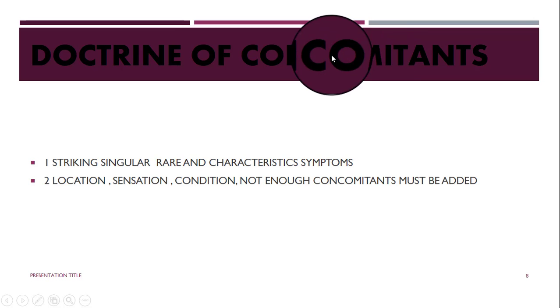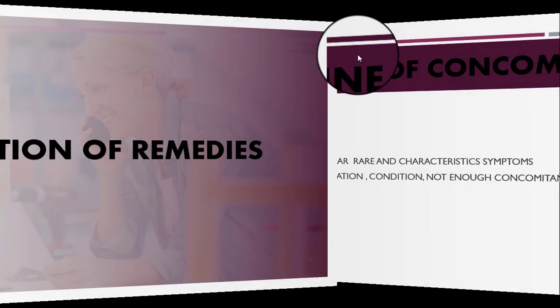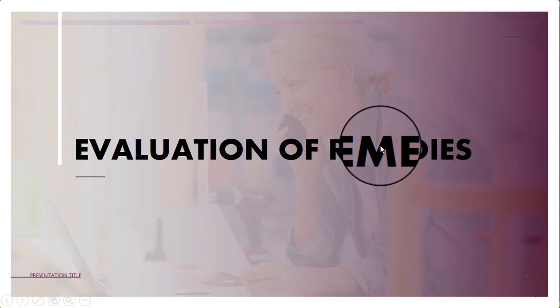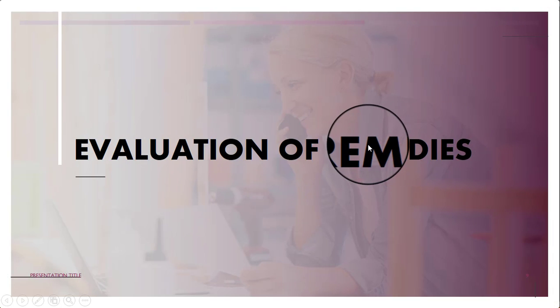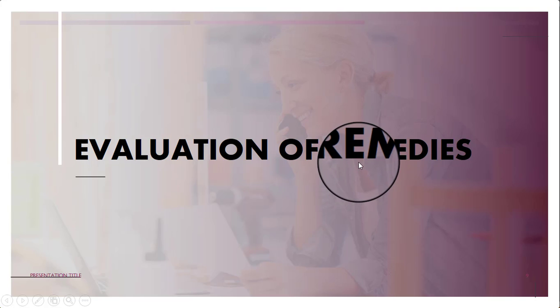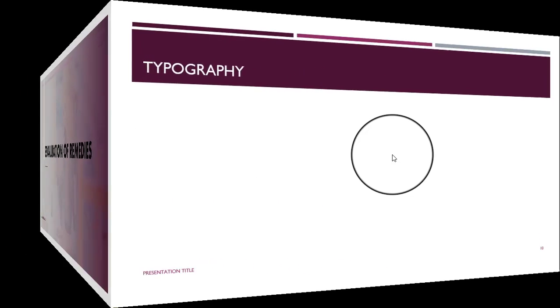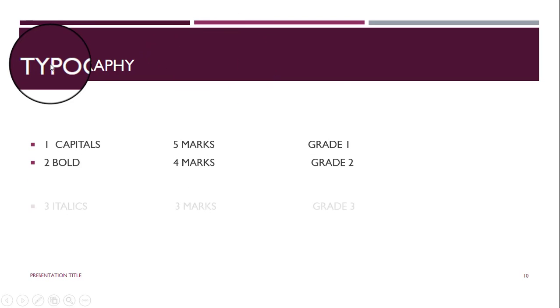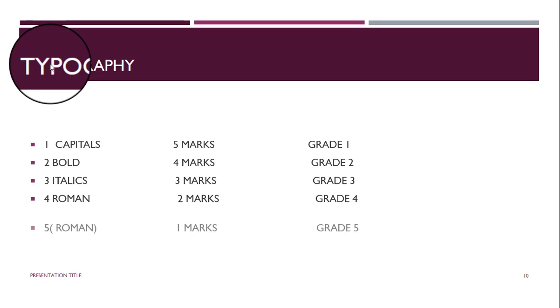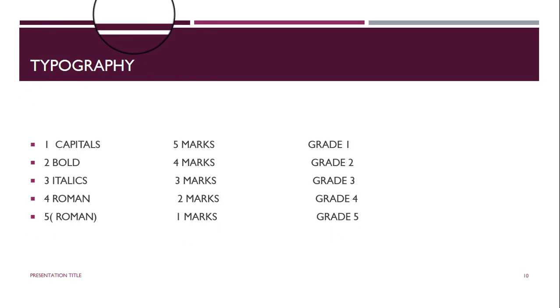And the third was the evaluation of the remedies. Dr. Bonning-Hassan was the first to grade the symptoms. Many drugs produce the same type of symptoms, but he noticed a difference in the frequency and the intensity of their appearance. As you can see here on the screen, we have provided you the typography of Dr. Bonning-Hassan, how he graded the symptoms.